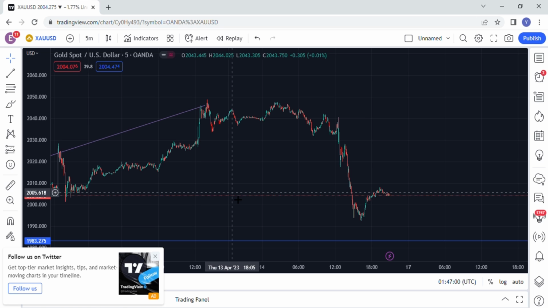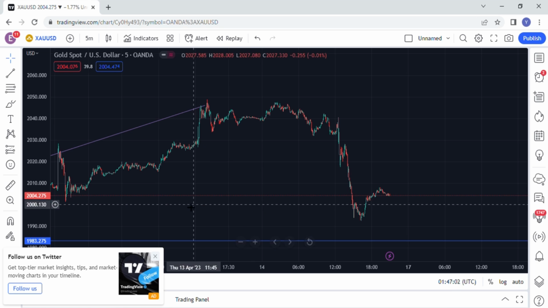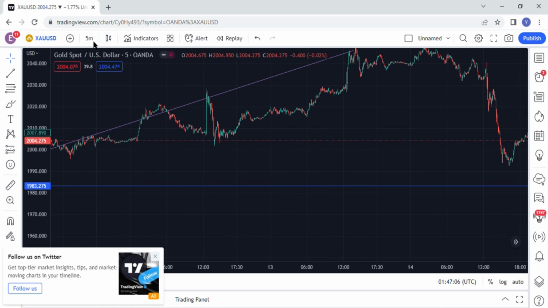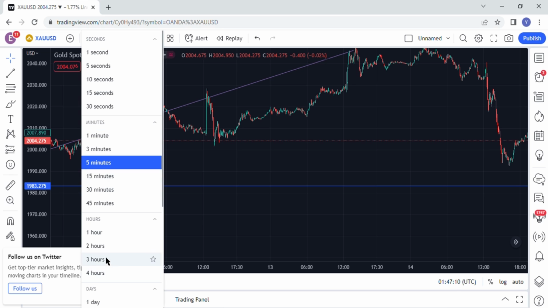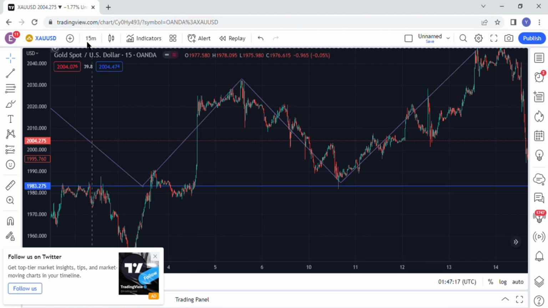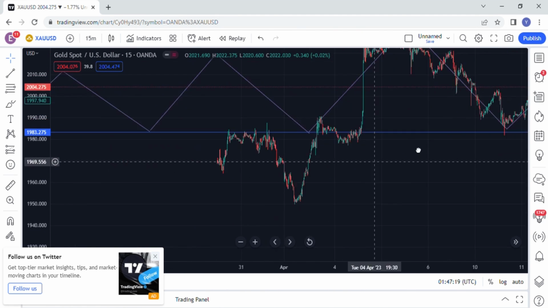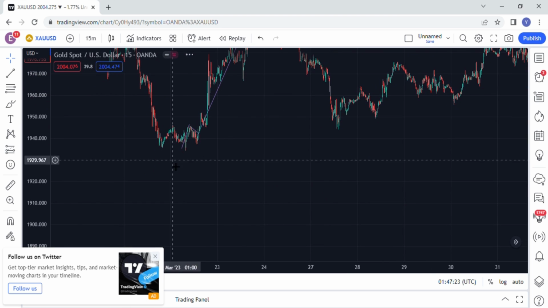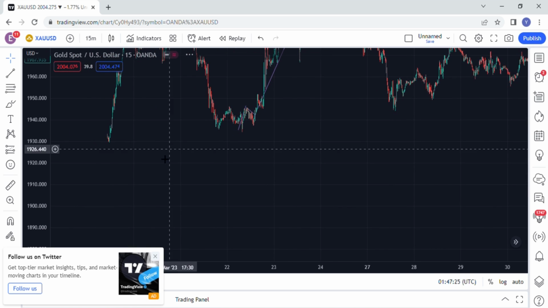So this trend line I've drawn here, take note of it, take note of this mark, so that if you want to enter a trade, it should be easier for you. So the 15 minutes time frame: there's not much difference between the 5 minutes and the 15 minutes presently, because it's a time correlation.